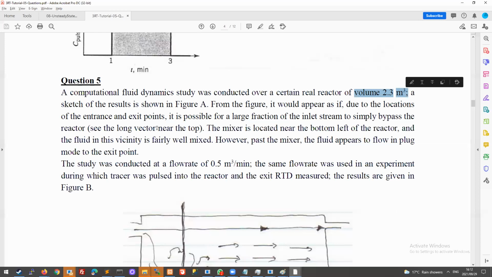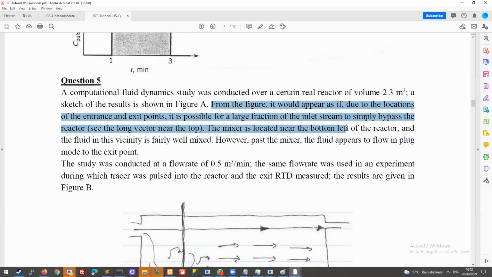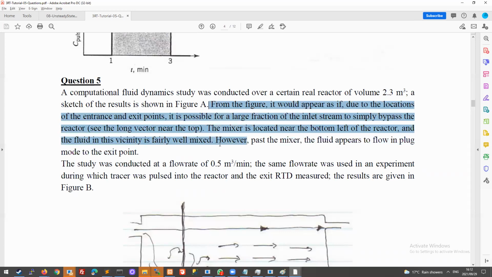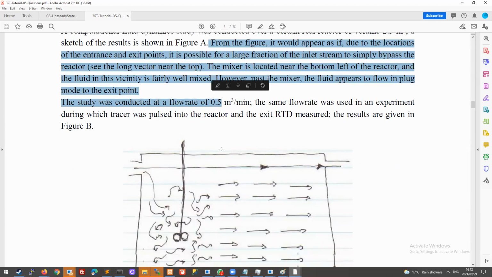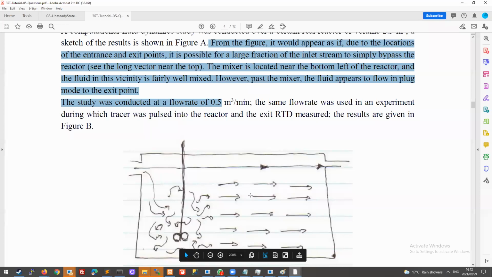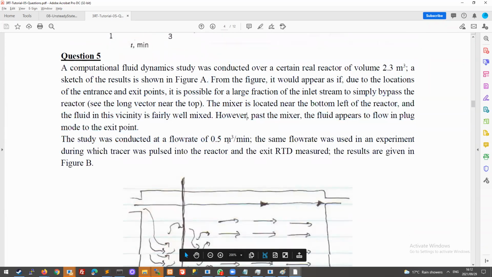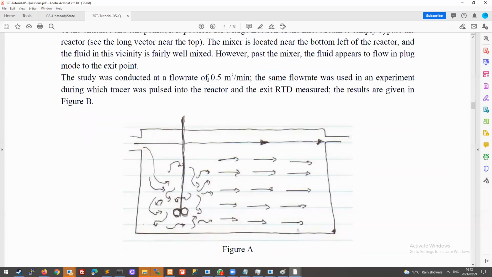You are given the total volume of the reactor, and it's described that it seems like there's a bit of a bypass, and then there's a bit of mixing that happens near the stirrer. And then after the stirrer, there's something like a plug flow. So the text also helps you interpret this picture and think about how to create the network, right? So don't neglect the text, that's useful also. We are also told the flow rate.